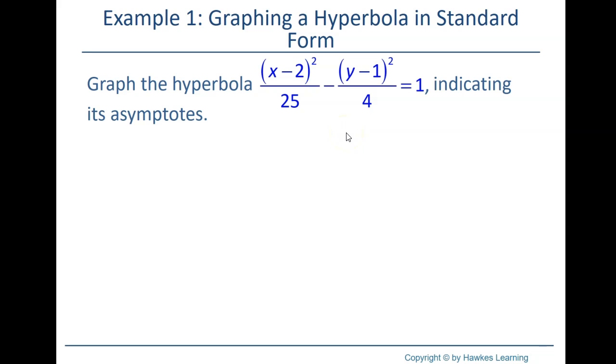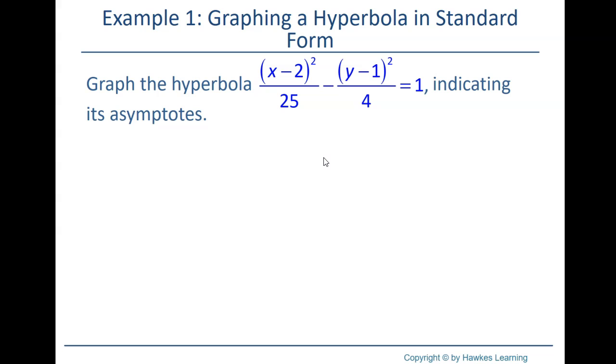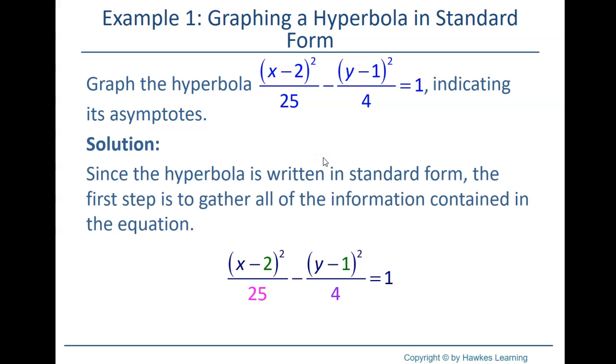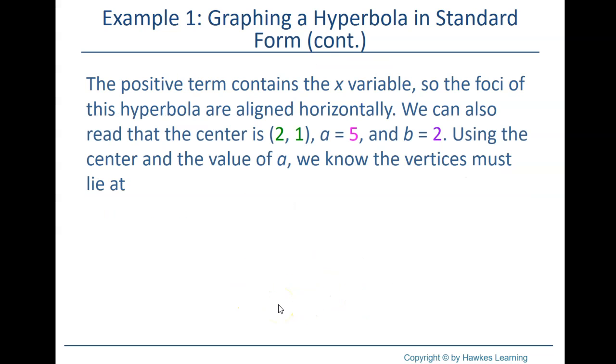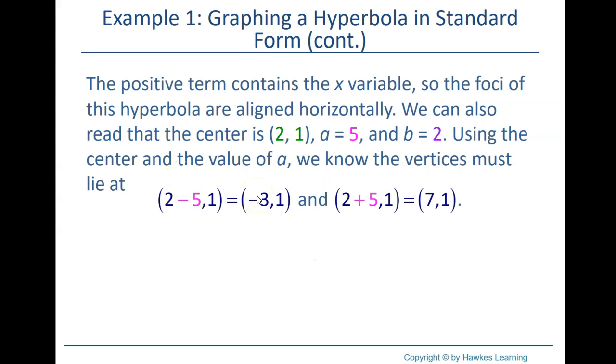Okay, let's do one just to make sure we understand how to do this. So our center is going to be 2, 1. And then from that center, we are going to move away from the center, or make our asymptotes, from the 2, 1. We're going to go left and right because this is under x. We're going to go left and right 5. We're going to go up and down 2. The square roots of these numbers, and that's going to be the little box that we make for our asymptotes.